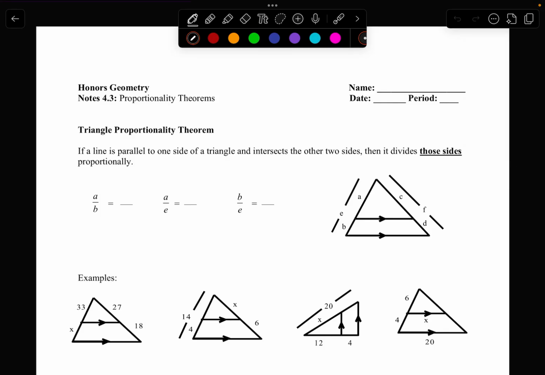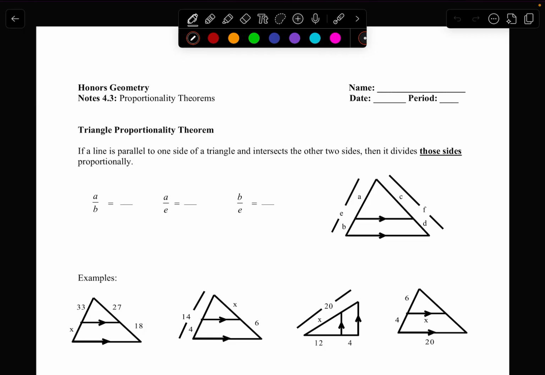Hello, everybody. These notes are going to cover 4.3, which are proportionality theorems. So far in Unit 4, we've talked about similar figures. And whenever we talk about similar figures, remember that similarity comes with proportions. And so we talked about just similar figures in general, how to set up their proportions, how to find ratios.